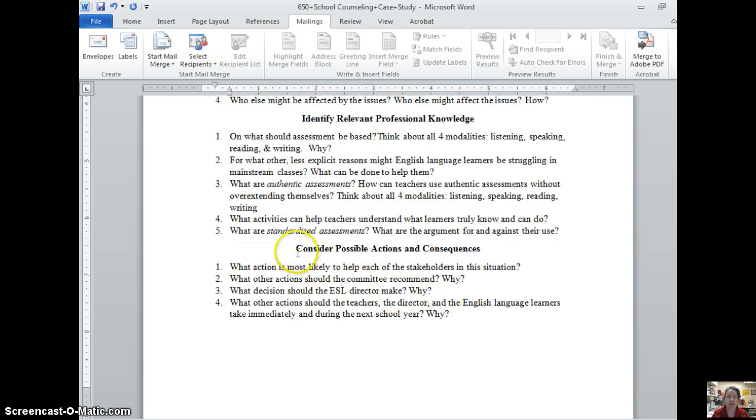And then considering possible actions and consequences. Yet again, grammatically correct, professional language here.